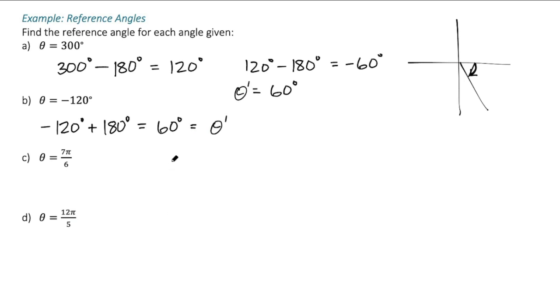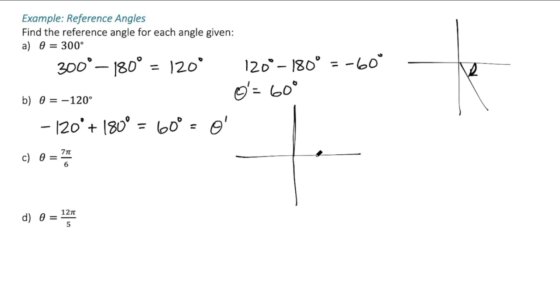Now I'm going to pause here after these two examples. This is not the only way to find reference angles. If you know where the angle is and you can draw it, then it might be really easy to actually see what the reference angle is.